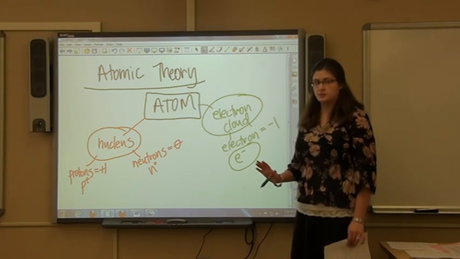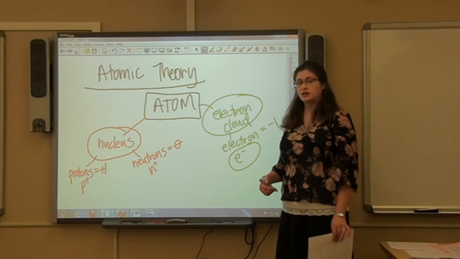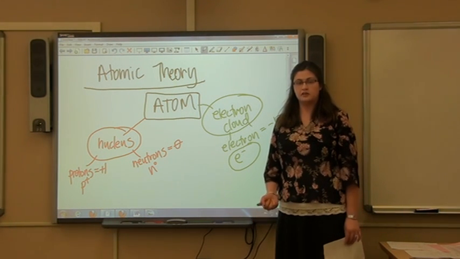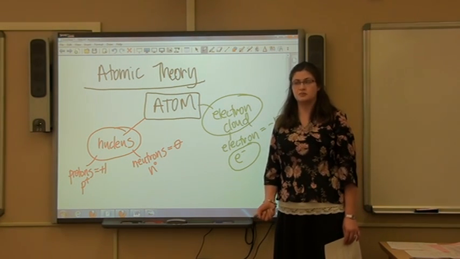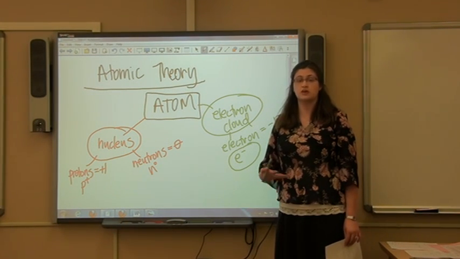Electrons are what participate in bonding. So while the protons are what give an atom its identity, electrons and their behavior is what determines how those elements are going to react with other elements.